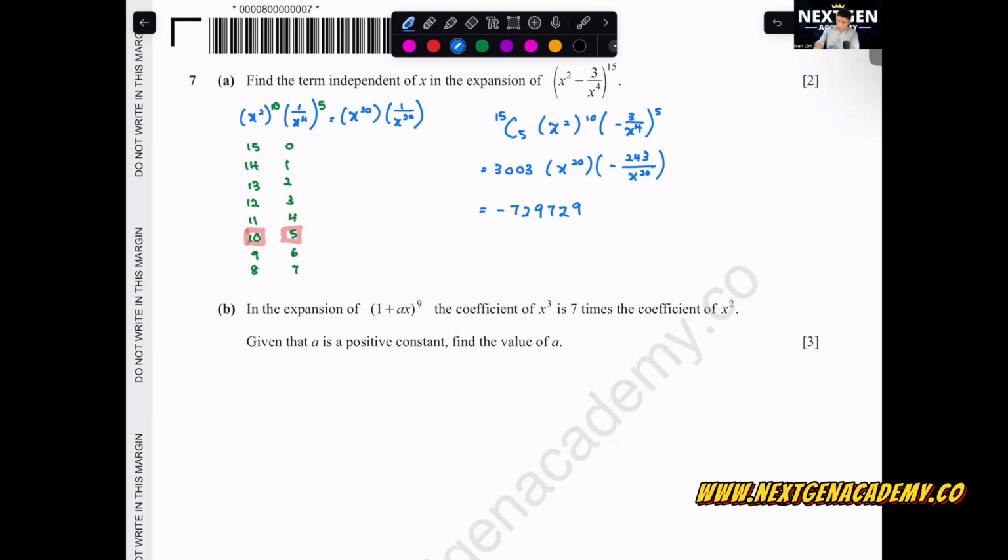x cubed, 9C3 (ax)^3. Since it's 1, we don't have to write the 1, we just write (ax)^3 equals to 7 times 9C2 (ax)^2. Go and calculate for this. Here will be 84 a cubed. Sorry, we don't have to write down the x. For the coefficient, we can just remove the x. Okay, we just write like that, a cubed.